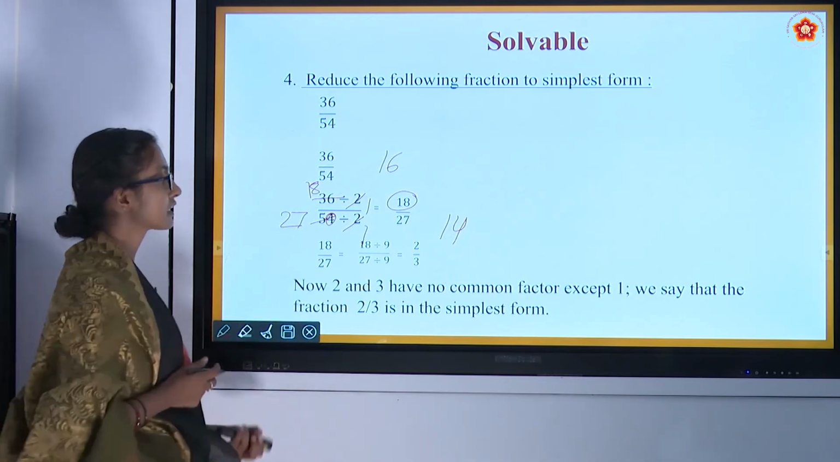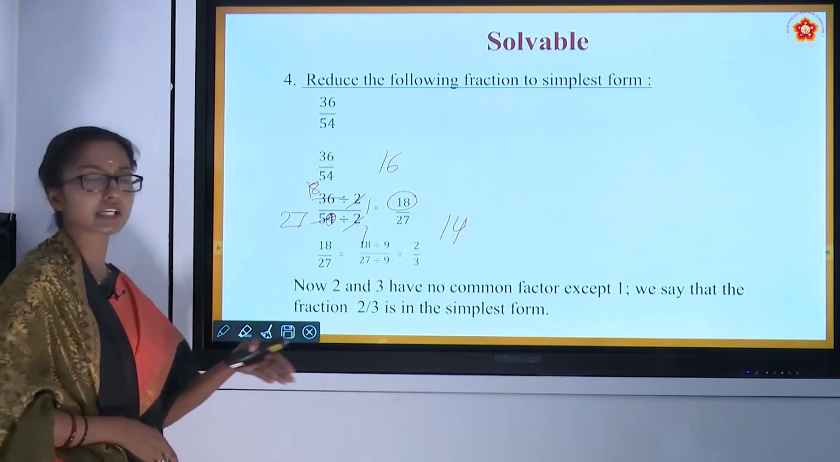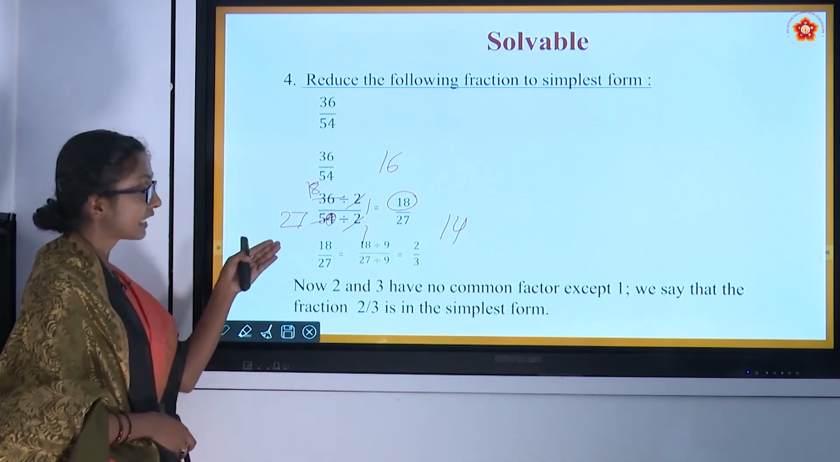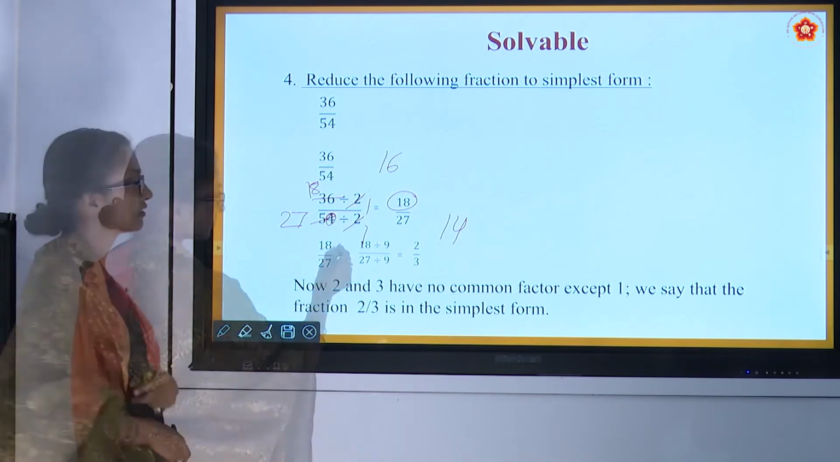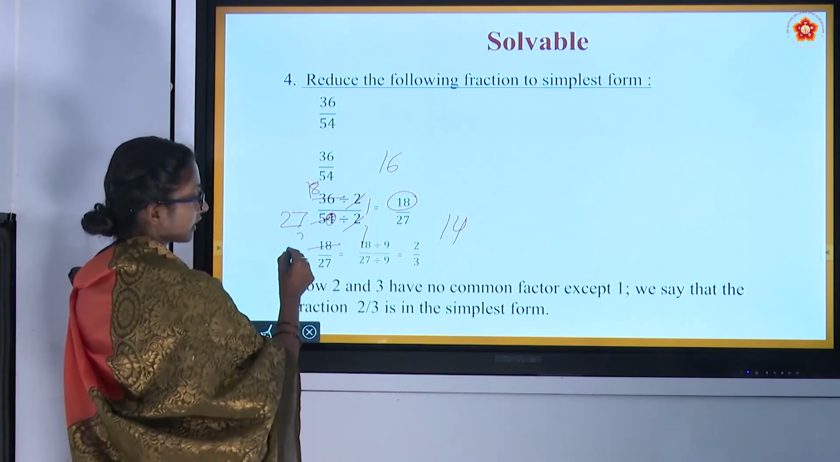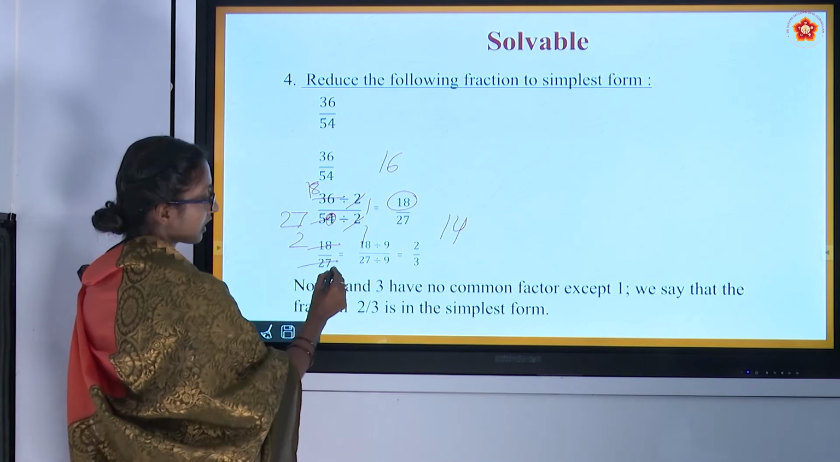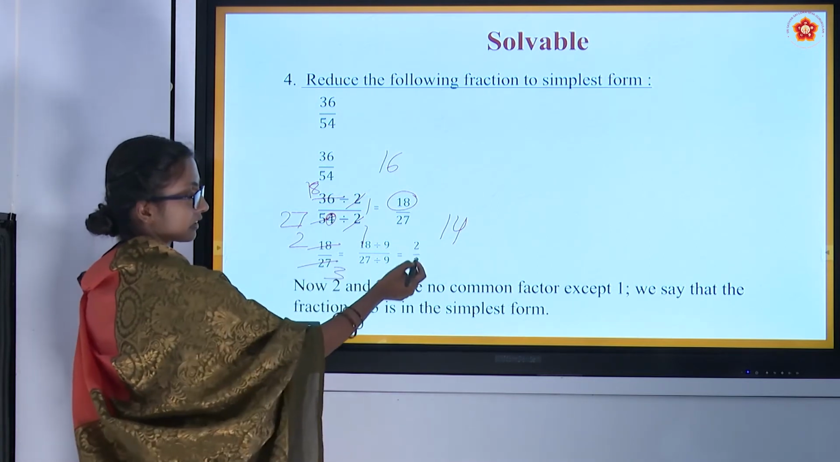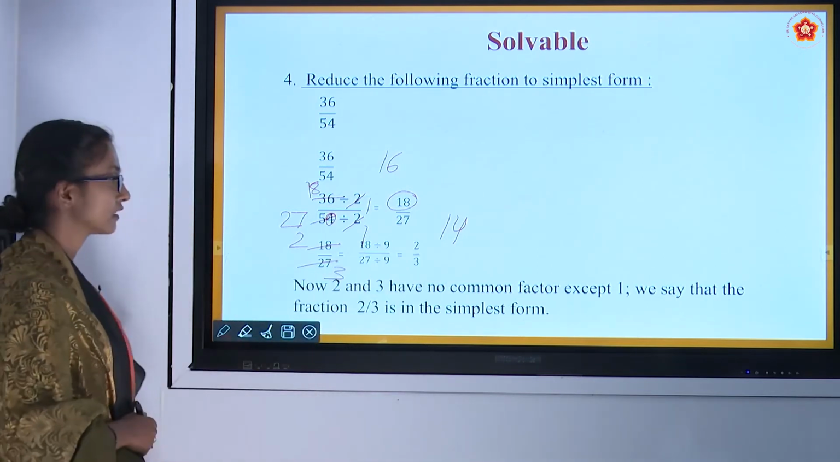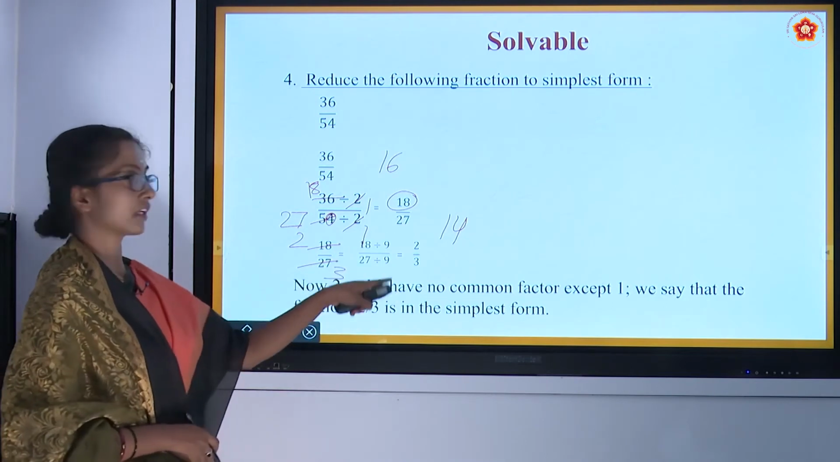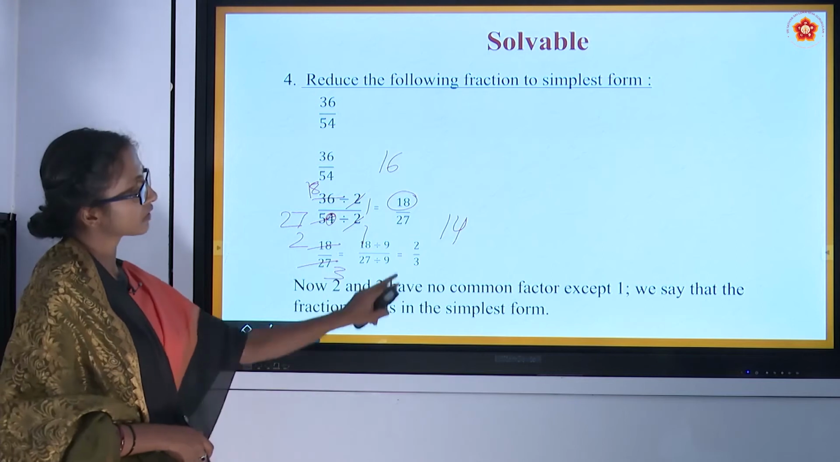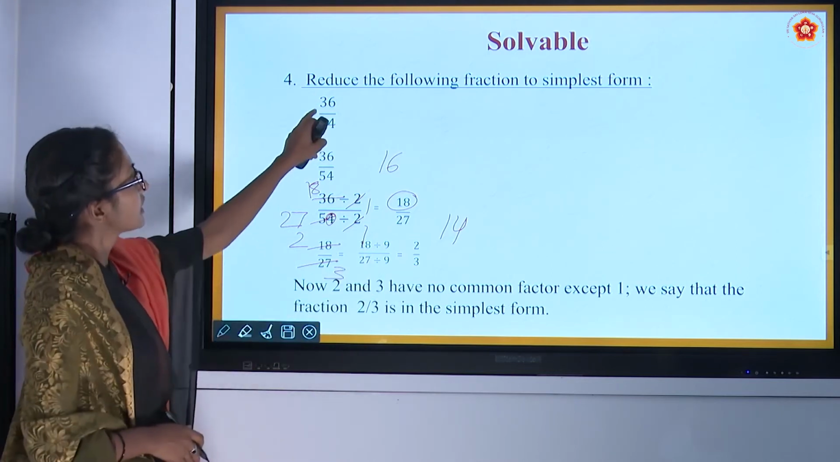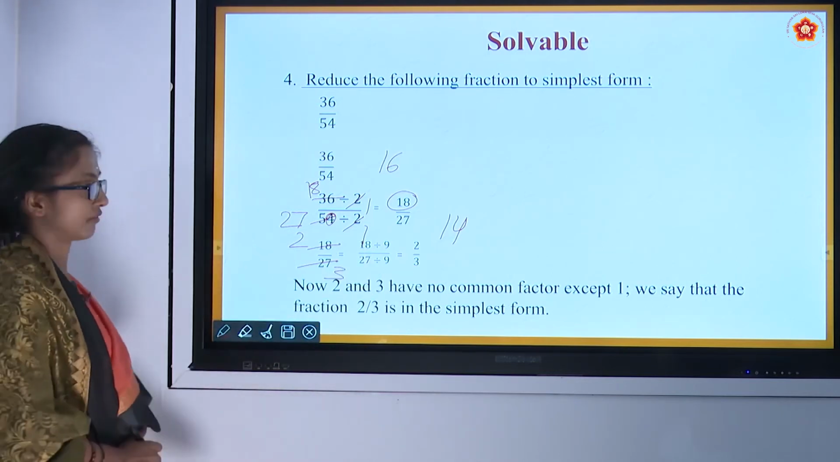Again we will divide 18 by 27. 18 and 27 both come in the table of 9. So 9 twos are 18, 9 threes are 27. 2 by 3. The simplest form is 2 by 3. Now 2 and 3 both won't come in any single table, so this is the simplest form of 36 by 54.